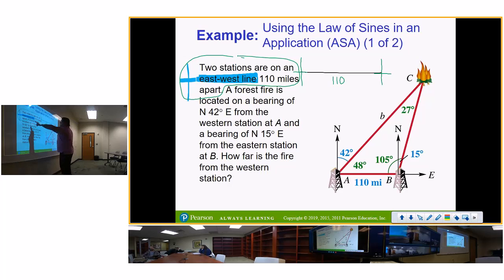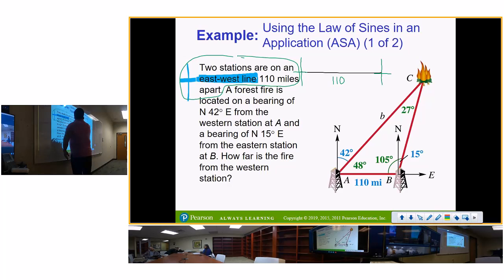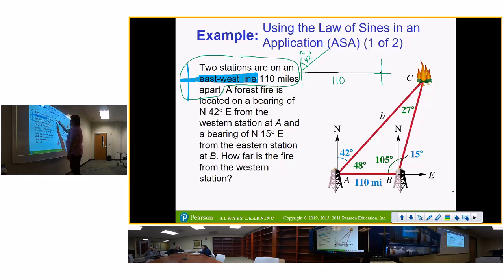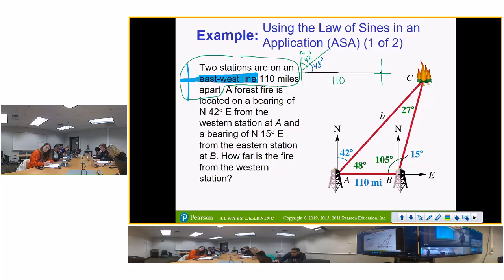A forest fire is located on a bearing of northeast 42. So that would be 42. Remember, it comes off of north, 42 degrees. So that means this bottom angle right here is what? What's this angle? 48. Thank you for your participation. How do they get 5.6 degrees?